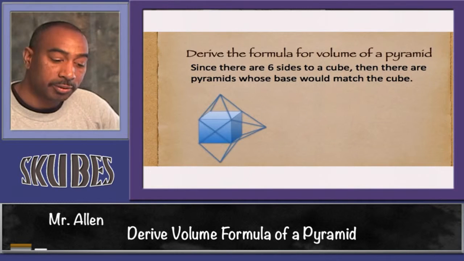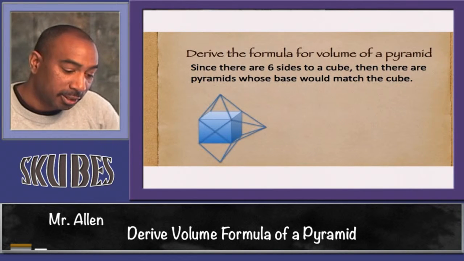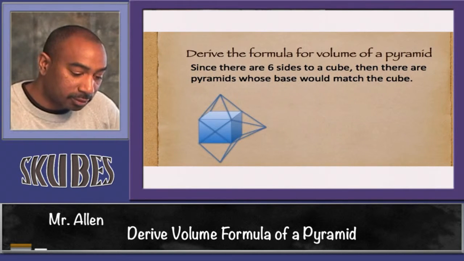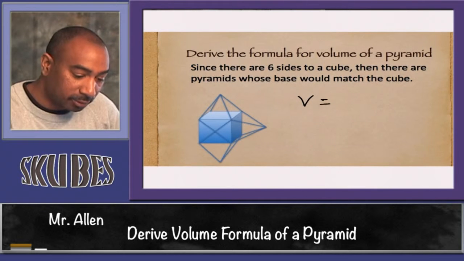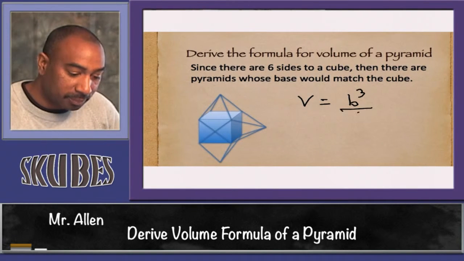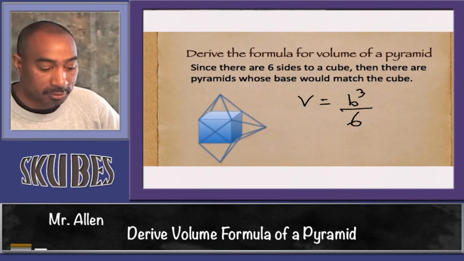Since there are 6 sides to a cube, the pyramid whose base matches the cube would fit 6 times. So I could say V equals the base cubed divided by 6, because there's 6 sides to the cube.